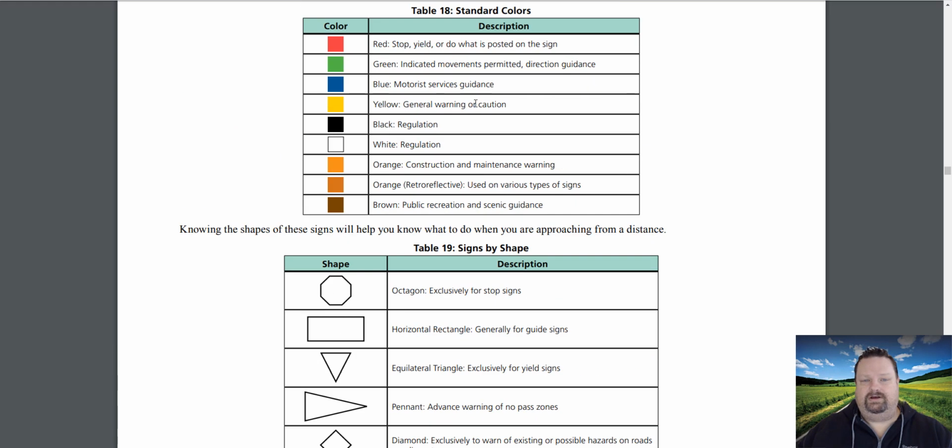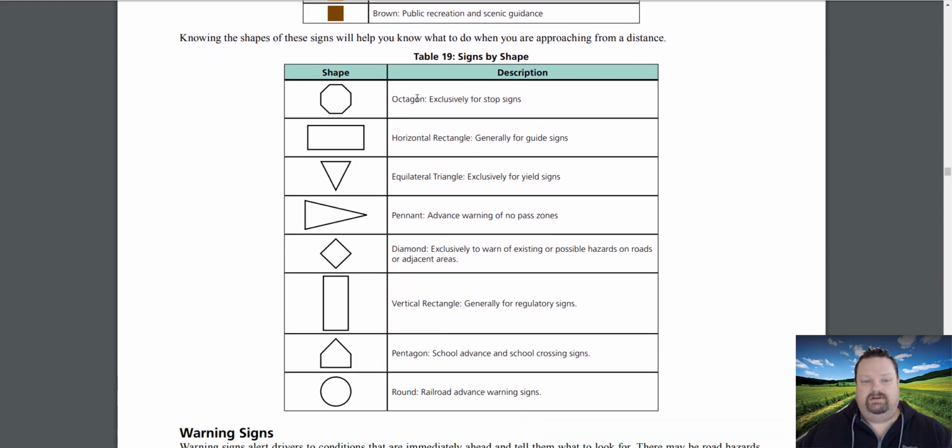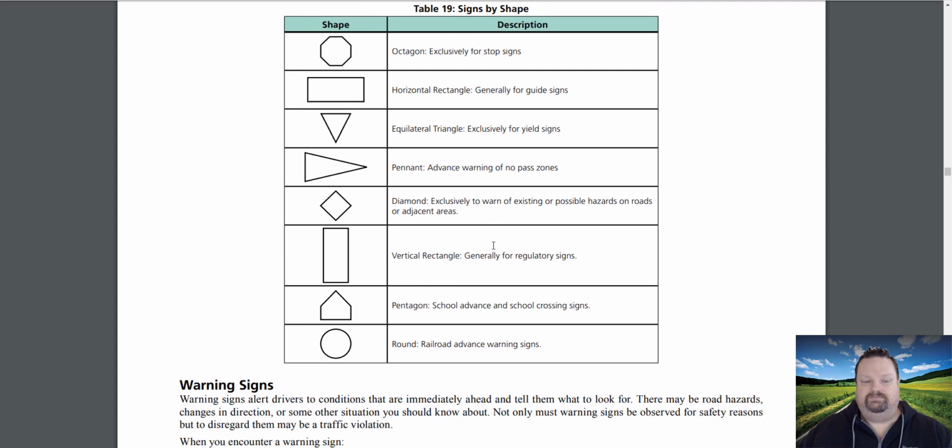All right, so you also have shapes. We already know about the colors. Let's talk about the shapes. Octagon is exclusively for stop signs. Horizontal rectangles are generally for your guide signs. Your equilateral triangles are exclusively your yield signs. You may see this on your test right here. Your pennant-shaped sign, if you're in my teen class, you've got to know what a pennant-shaped sign means. This is what a pennant shape looks like, and it's basically a no-pass zone.